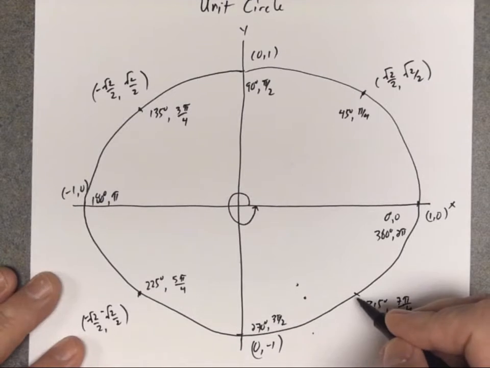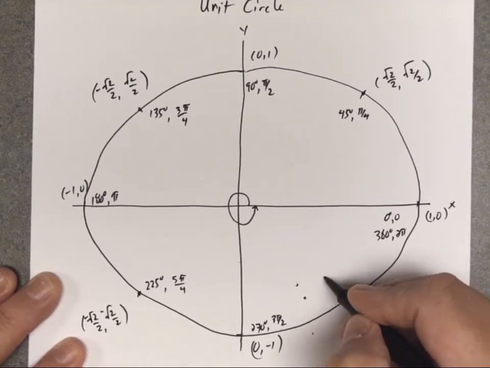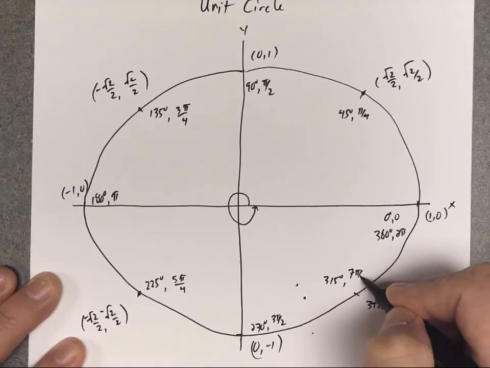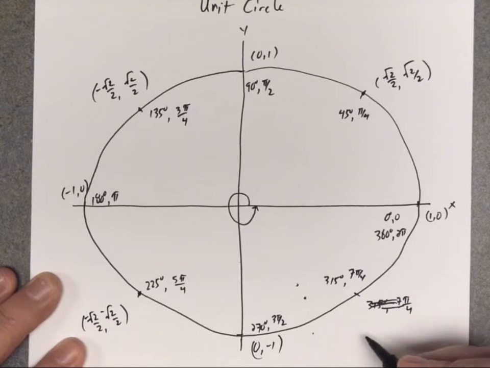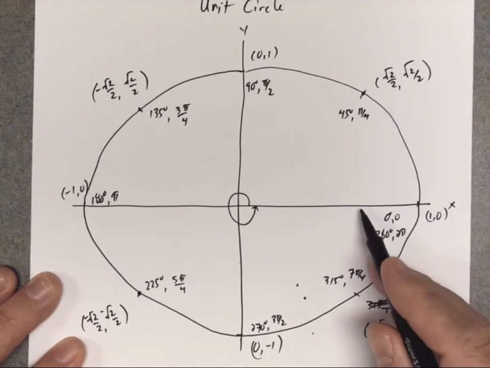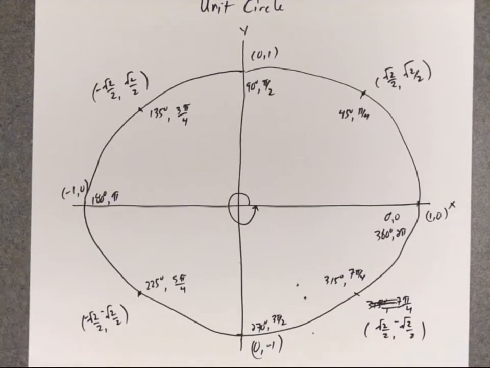If I go to the fourth quadrant, oh, I should have written this inside. 315 degrees, 7 pi over 4. What is this point here? Once again, the numbers are the same. The signs: x for this point is positive. Y is negative. So it's square root of 2 over 2 and then negative square root of 2 over 2.